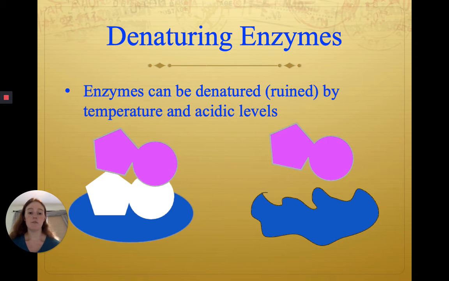So if the temperature is off or your acidity is off, that enzyme kind of just folds in on itself and it collapses. That means that no substrates can fit in it. So this is what it should look like, and this is what happens after it gets denatured. Notice there's no active site there anymore, and that substrate cannot fit in there.